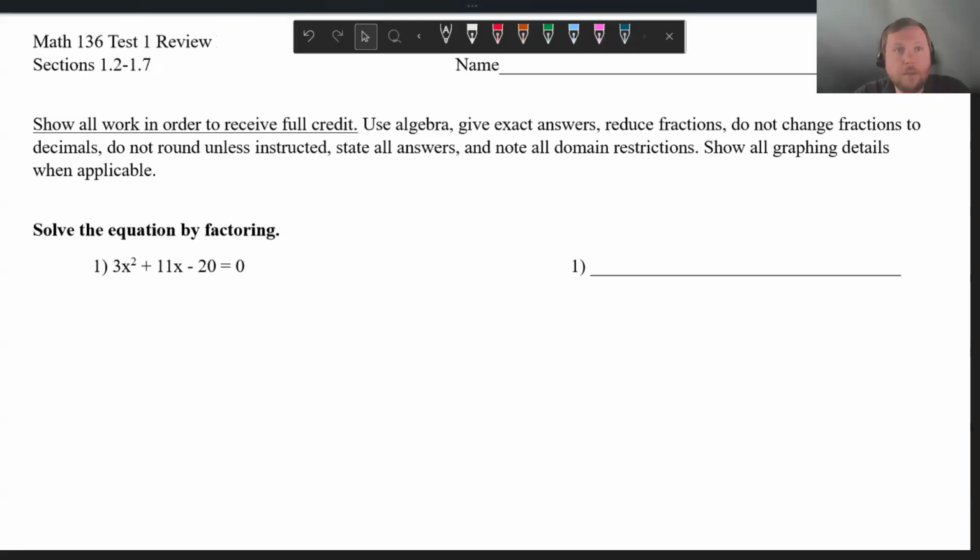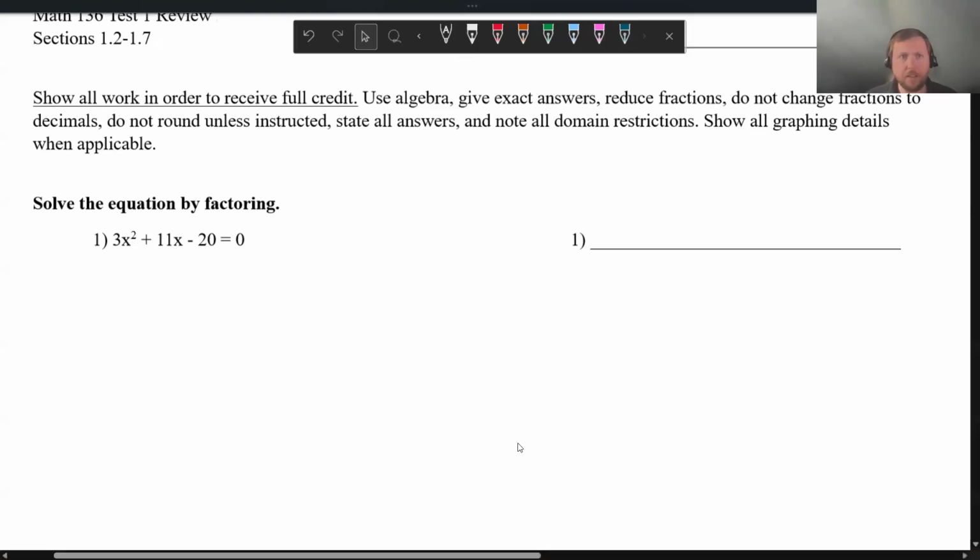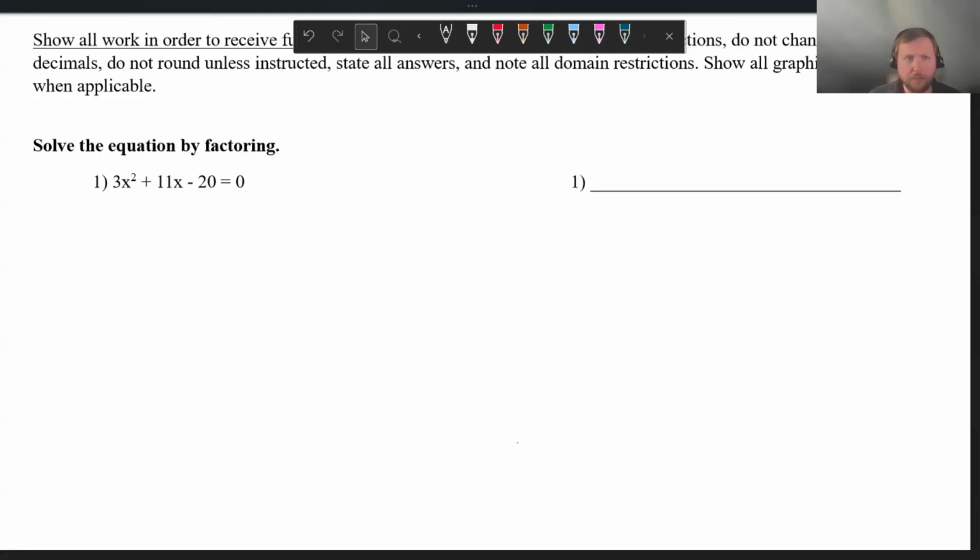This is the test one review for Math 136. I'm going to go ahead and work through all of the problems. So solve the equation by factoring.